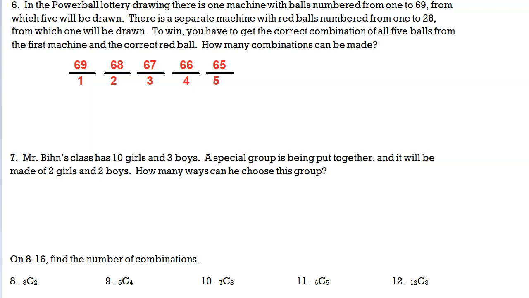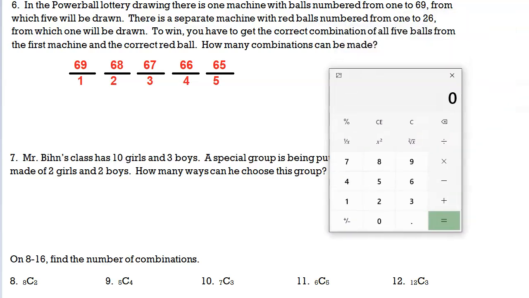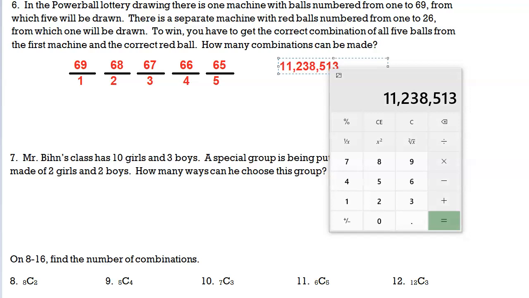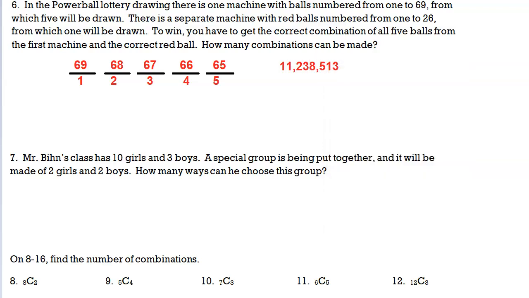All right, so we're going to get out that calculator, and this is going to be absolutely crazy. Oh, my word. Divided by 1 times 2 times 3 times 4 times 5 is 120, so I'll just put that right there. Okay, so keep that number in mind. 11238513. So there are 11 million ways that the white balls can come out.